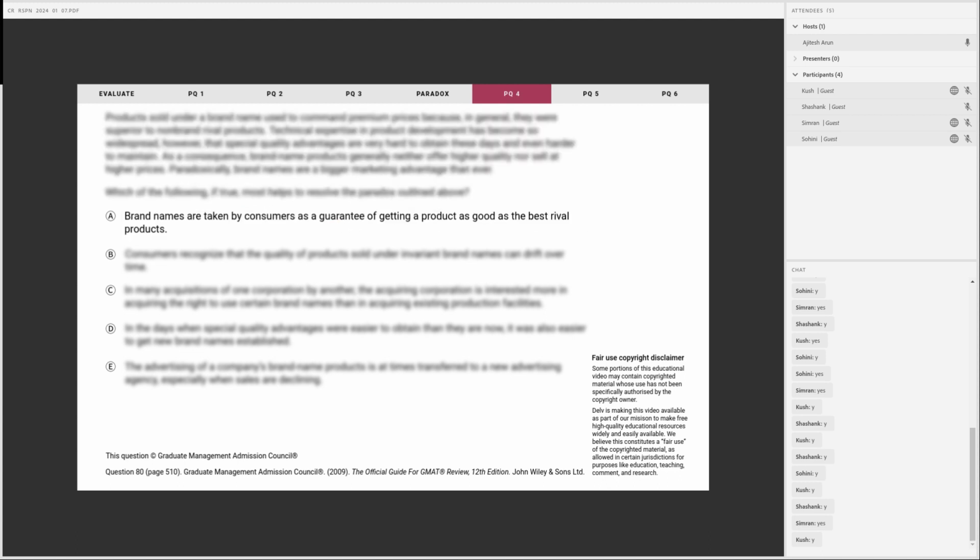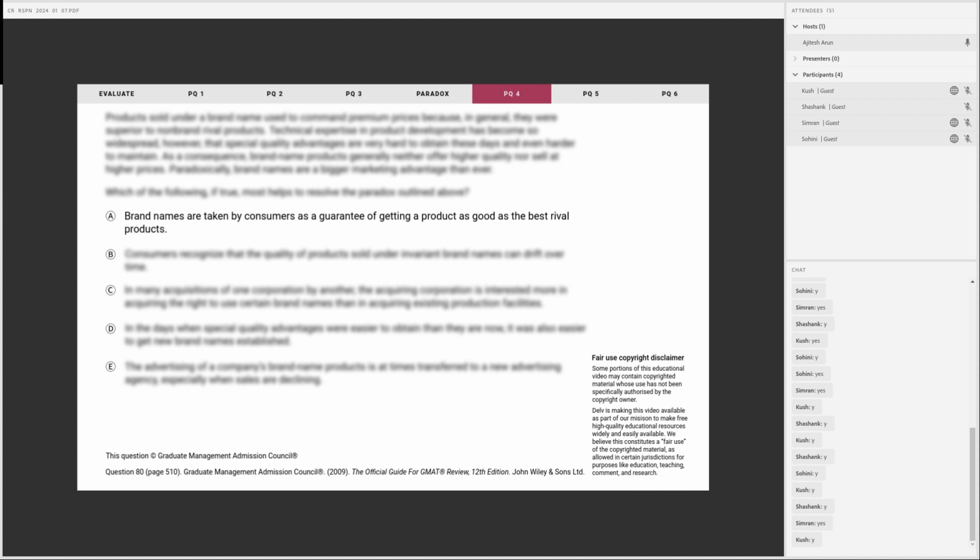All right, now let's take a look at option A. Brand names are taken by consumers as a guarantee of getting a product as good as the best rival products. Now, this helps us reconcile the discrepancy. So remember, branded products don't have higher quality, right? But if in the minds of consumers, brand names are taken as a guarantee of getting a product as good as the best rival products, that explains why it's a marketing advantage.